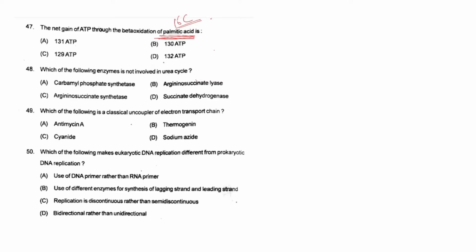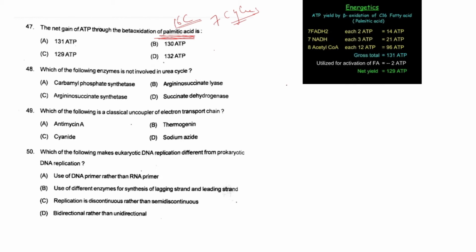So we are going to have 7 cycles of beta oxidation. To summarize, what will happen? In each cycle, one FADH2 molecule is released and one NADH molecule is released. So in 7 cycles, how many FADH2? 7 FADH2 and 7 NADH.